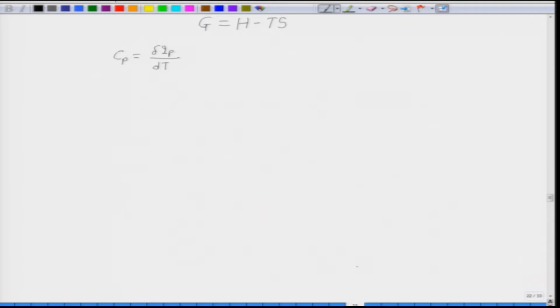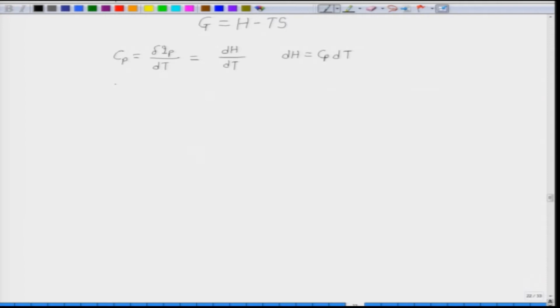Now, we know heat absorbed at constant pressure is basically the change in enthalpy. So, we can write this as delta Qp is equal to dH. So, Cp is equal to dH by dT. So, basically dH is equal to Cp dT.